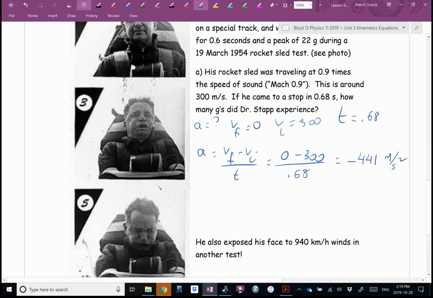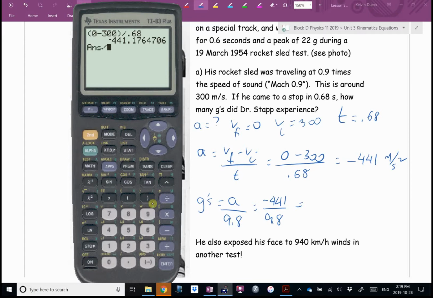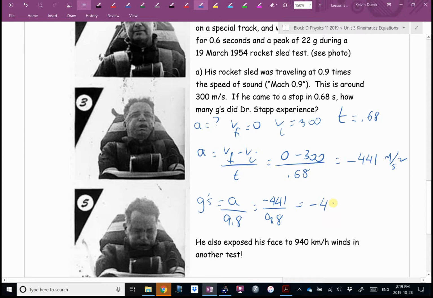How do I change an acceleration into G's? How big was 1 G? Does anybody remember the number? So to find G's, I'm going to go the acceleration divided by 9.8. So I'm going to go negative 441 divided by 9.8. I'm going to go answer button divided by 9.8. Now here, the negative is just telling me slowing down, but how many G's did he pull? That is the equivalent of having 44 of him dogpile on himself.